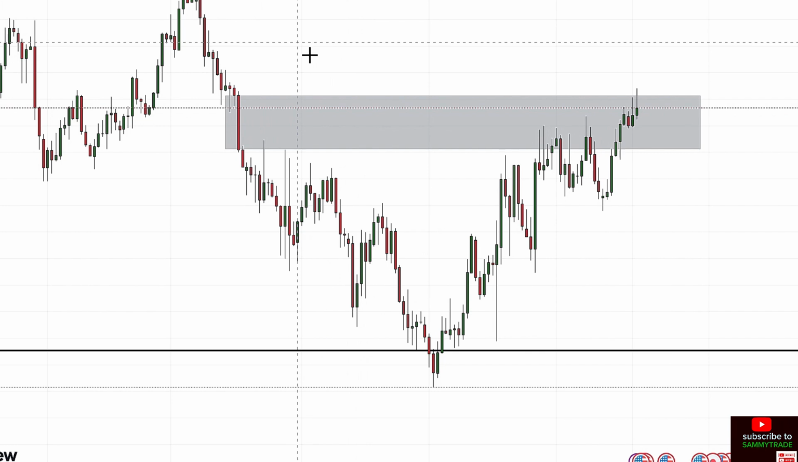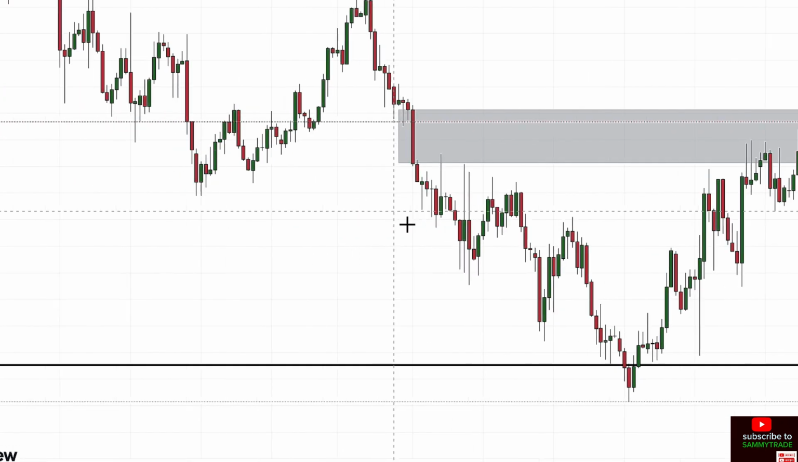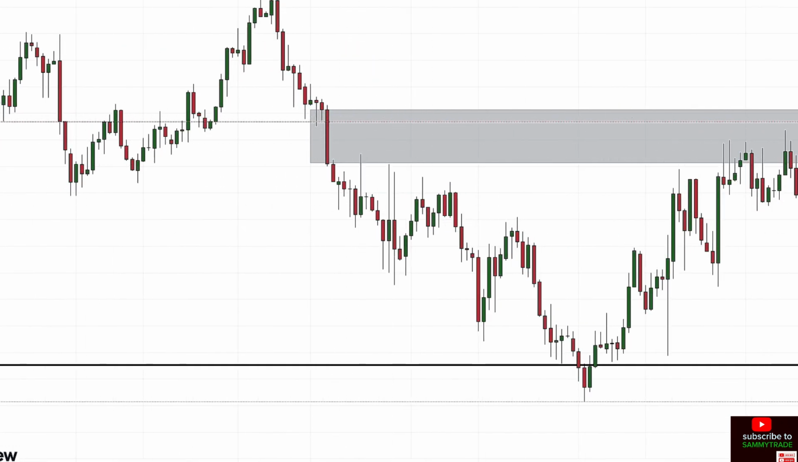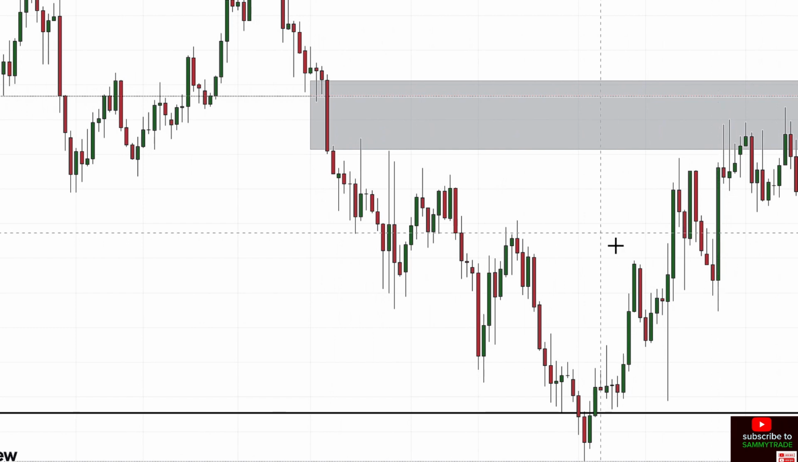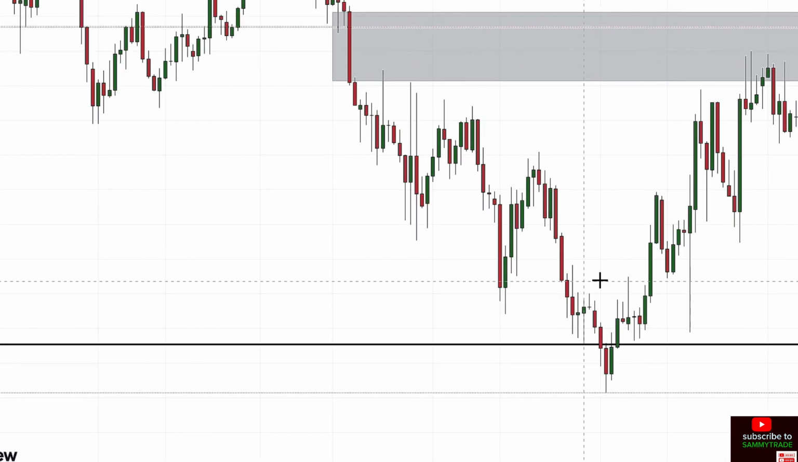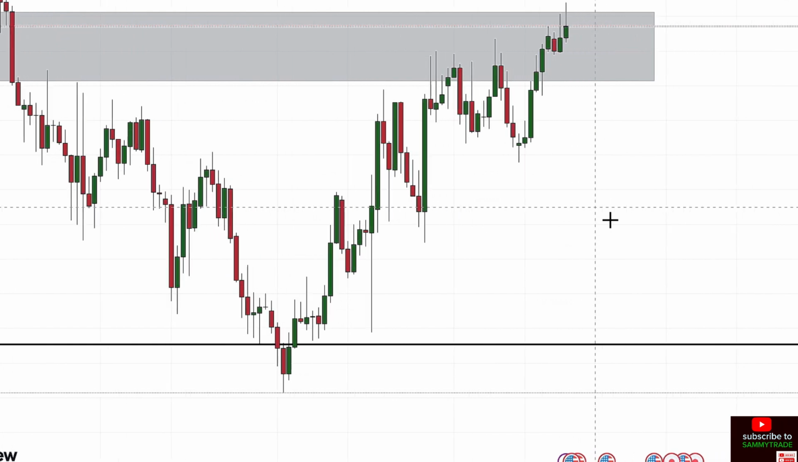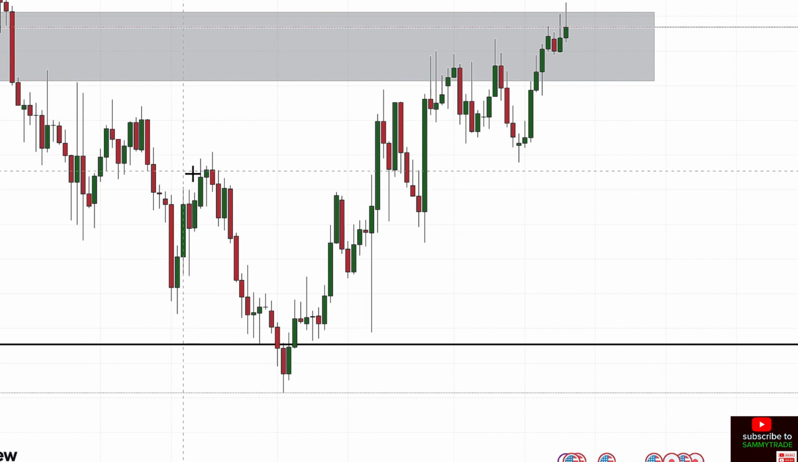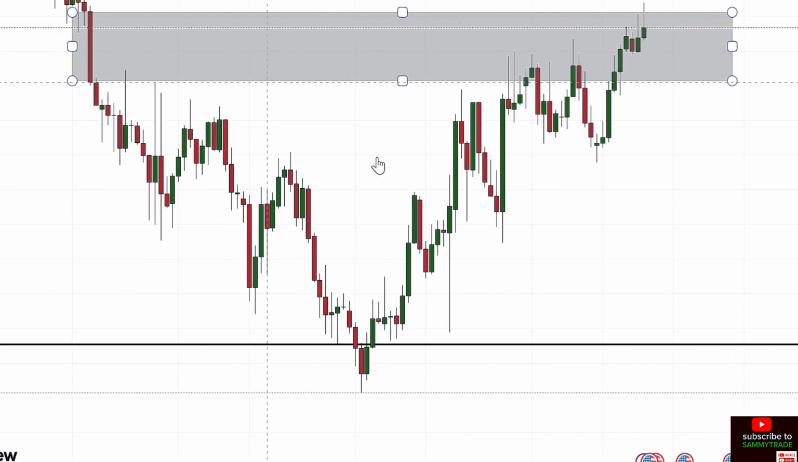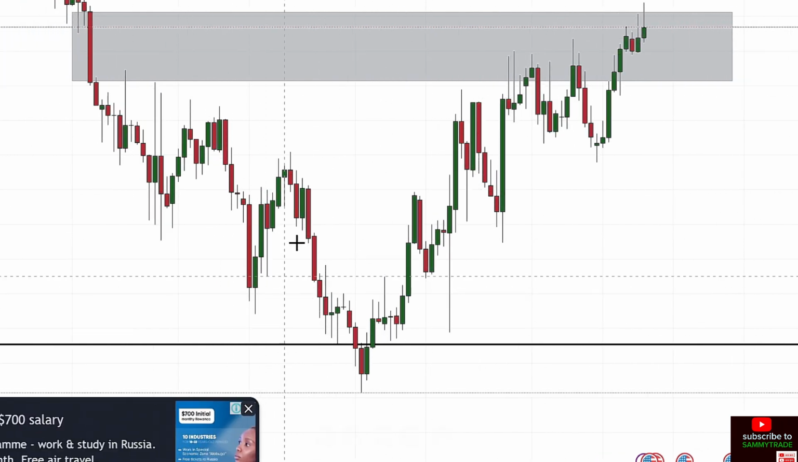So this is it. First of all, there is a fair value gap at this point. Second of all, price is at our demand zone. So now I'm waiting for a break of structure. I don't know why, I just love seeing a change in the market structure. So at this point, I was waiting for a change of structure.